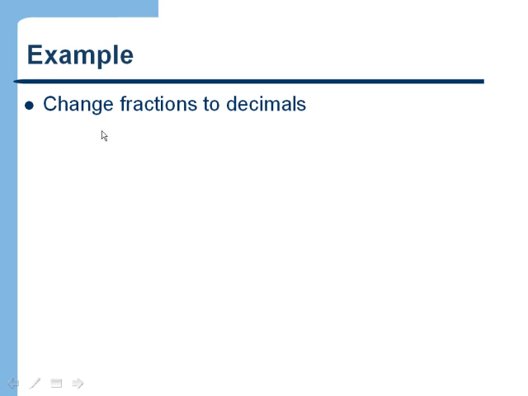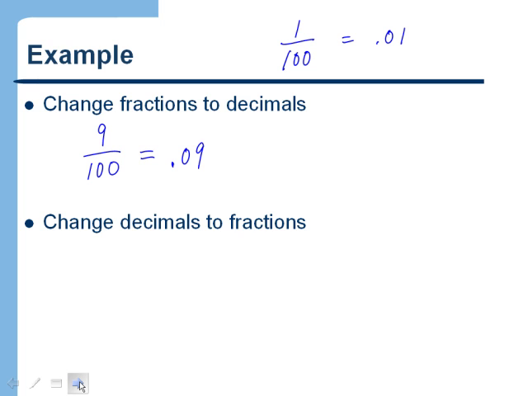So again, if I have a fraction such as 9 over 100, since I know that 1 over 100 is the same as 0.01, then I can see that 9 100ths would simply be 0.09. Similarly, if I want to go the other way, if I have a decimal, I can change it to a fraction. So for example, if I want to change the decimal 0.07 back to a fraction, since I know 0.01 is equal to 1 over 100, then 0.07 would simply be equal to 7 over 100.